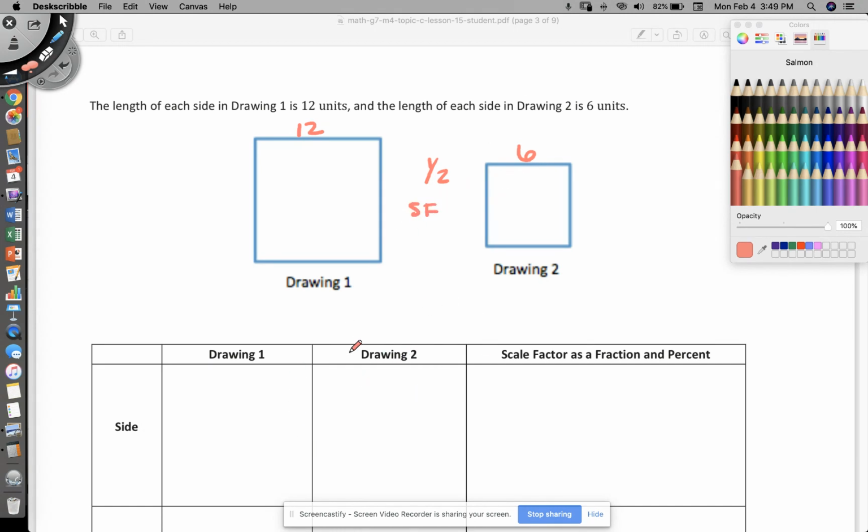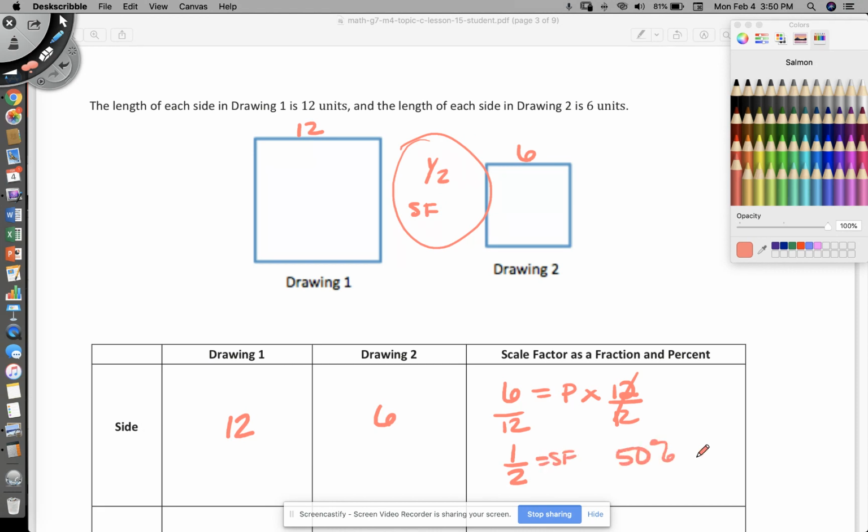But I'm going to show it to you with some math down here. So drawing 1 has side length of 12. Drawing 2 is 6. We're going to find the percent. So we're going to say 6 equals percent times 12. You always just go off the second image. This being the first, that being the second image. The second image is the equals. Now we're going to divide by 12. Those cancel. This comes down to half. Isn't that what we wrote right there? There's my scale factor. And what is half as a percent? 50%.